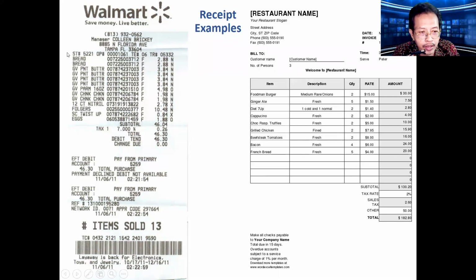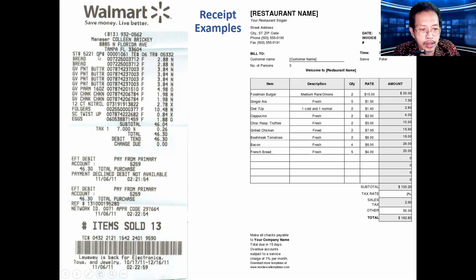And let's try to understand these symbols. Okay, so ST hashtag. This is the store number. In Tampa, Florida, it's store number 5221. That's the store number of the store in Tampa, Florida. And then this is the operator number. The hashtag here means number or ID, identification.